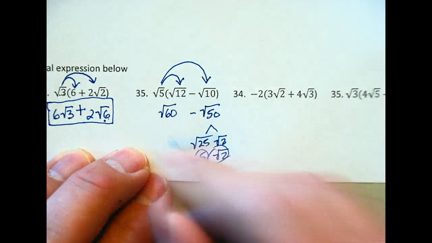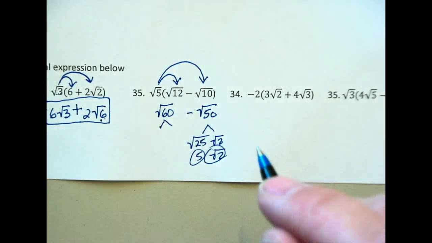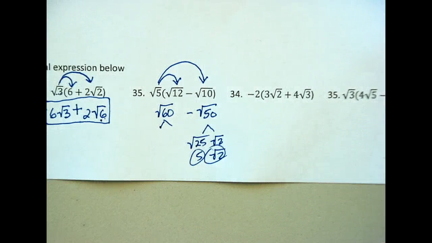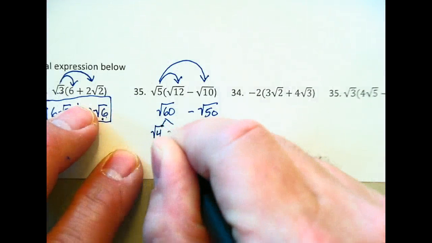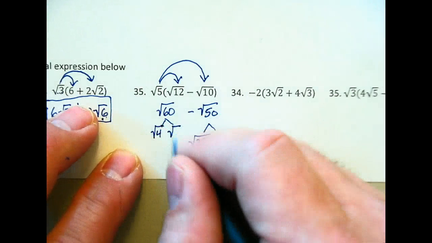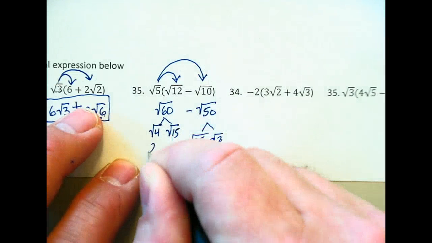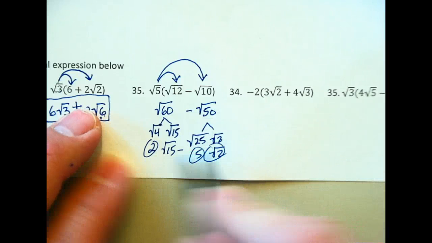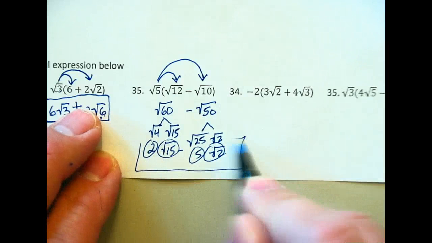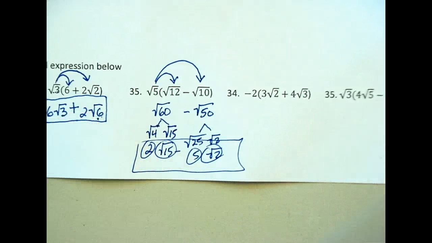Okay? Can I simplify root 60? Yeah, what perfect square goes into it? Yeah, 4 does. Okay, root 4 by root 15, yeah. Gives us 2 root 15 minus 5 root 2. We are now done. We can't do anything more with that. 2 root 15 minus 5 root 2 is our solution. Well done. Any questions?